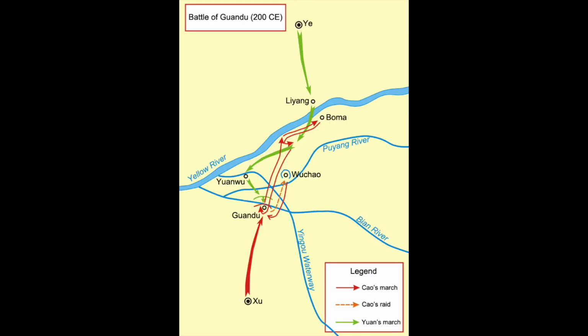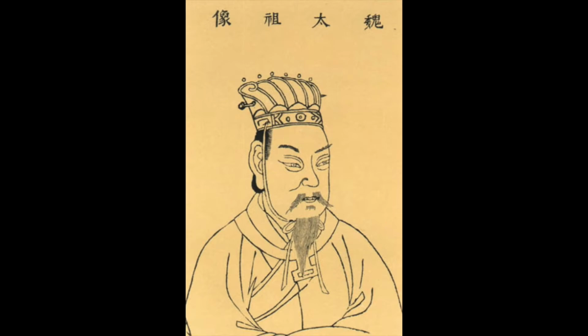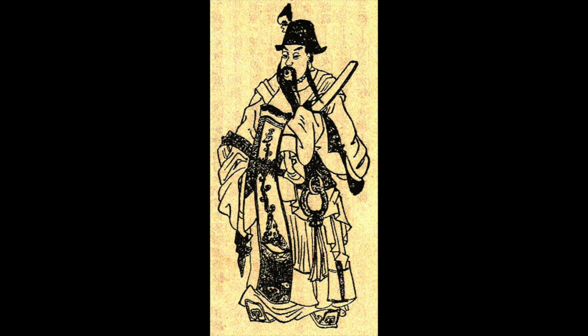I'm a senior at Hampden-Sydney College, and today I will be discussing the Battle of Guandu. The Battle of Guandu was a battle that took place in the northeastern part of present-day Zhongmu County in Henan, China. This battle was fought from March to November during the year 200 AD between warlords Kakao and Yang Xiao during the Three Kingdoms War period.